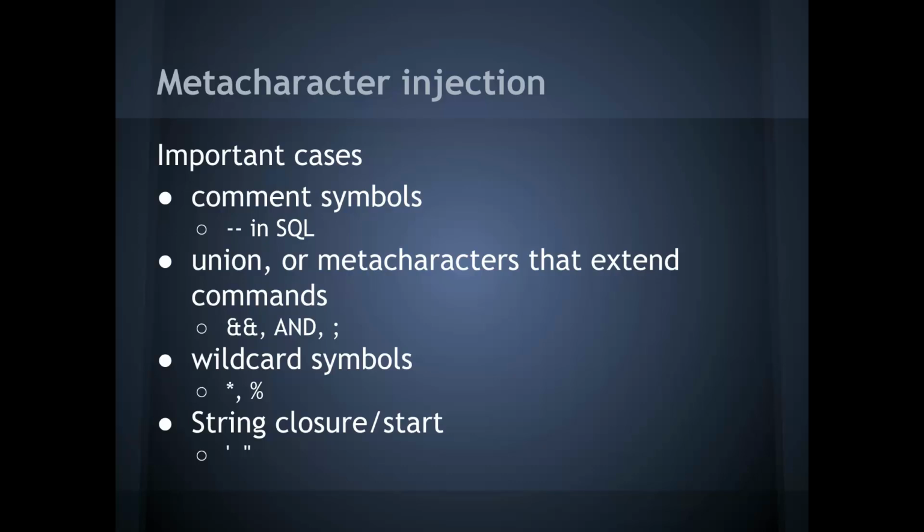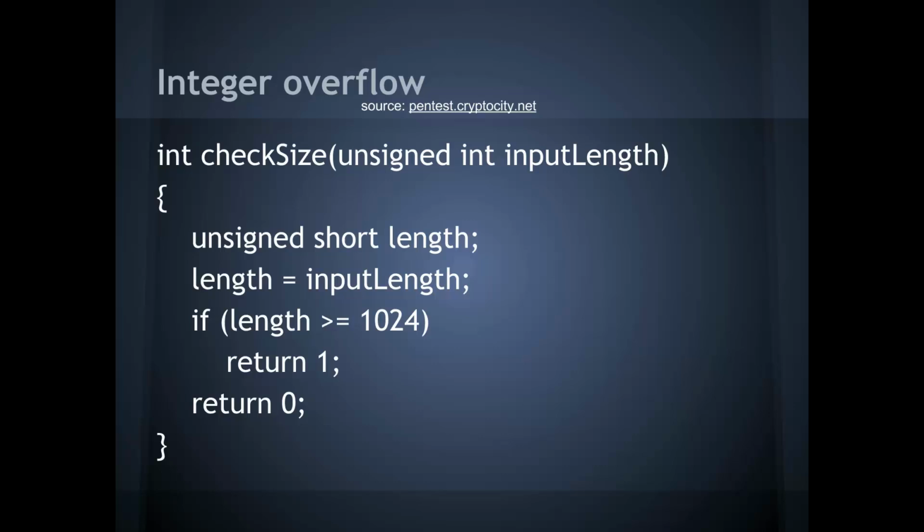So there are some important cases like dot dot, string start and closure, wildcard symbols like star and percent, union commands, or characters representing the next command or ending this one and starting another one. Comments too, if you can inject them in SQL, you can comment out the rest of a query, which perhaps would restrict it to unprivileged users. And we'll explore that more later.